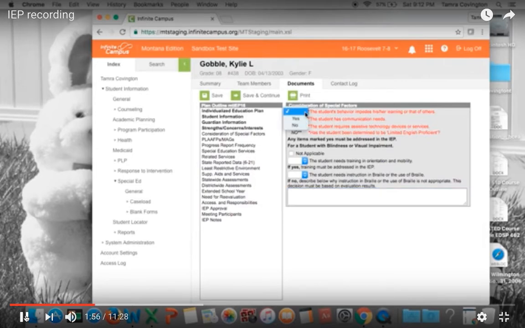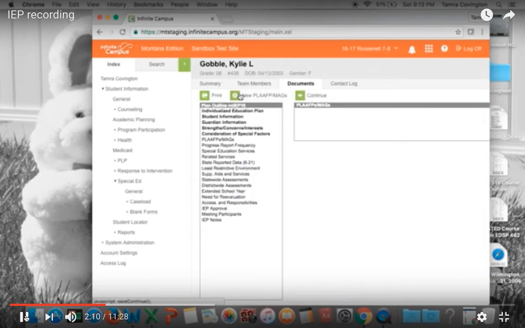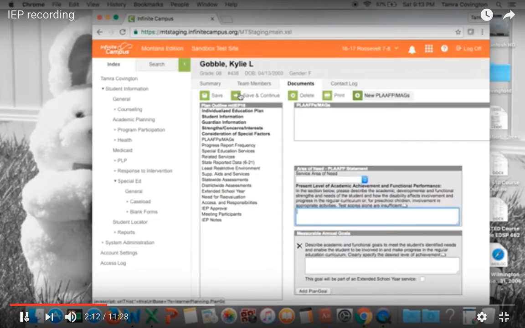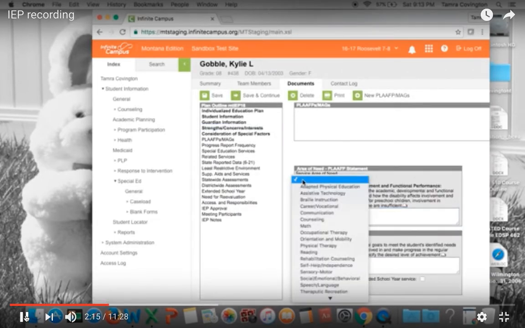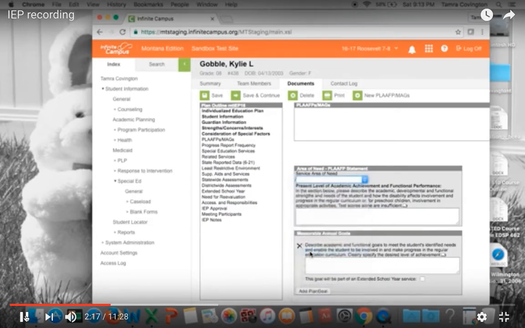Next thing you're going to do is determine the special factors. Communication needs are not necessary unless you're talking about a deaf or hard of hearing student. If the student has behavioral issues, you need to make sure that you identify it at that point. Here's where you're going to start writing the PLAF for the areas that you have determined in the evaluation report need to be served.